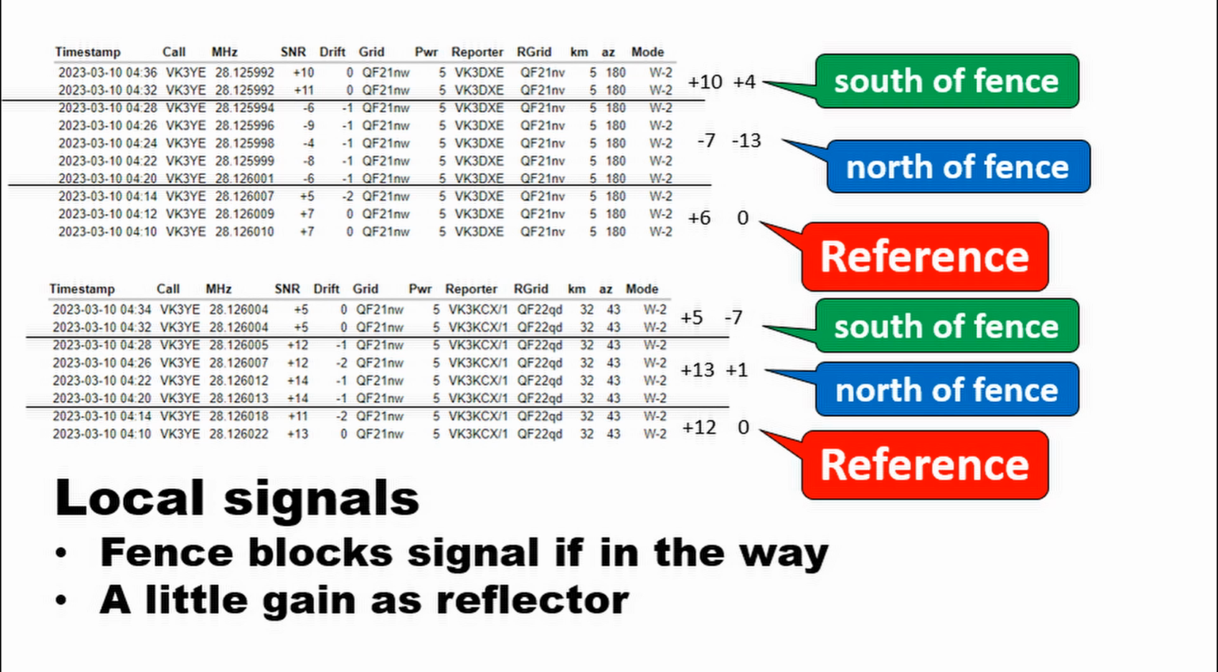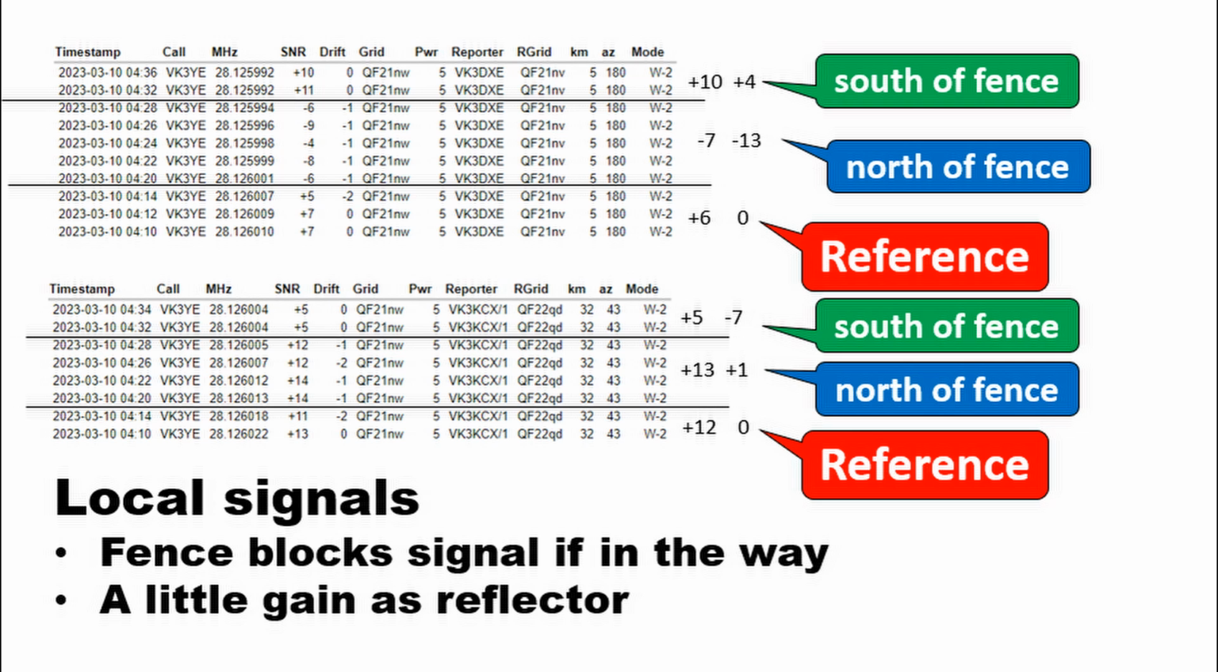And then when I moved to the south side of the fence, so the fence was behind me, then there was a little bit of gain, plus 4 dB. So that improved the signal compared to when I was out in the open area. So according to that, about 4 dB of gain. So the fence was acting as a bit of a reflector.